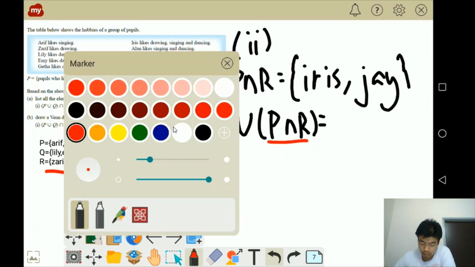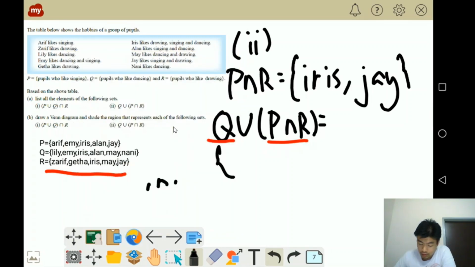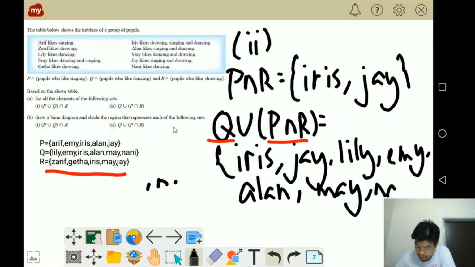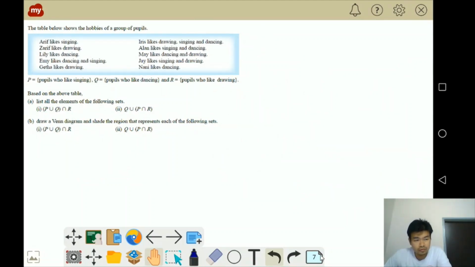So I'm going to list down P intersect R first because it is there already, Iris and J. So what are the elements in Q? Lily, Amy, Iris, Ellen, May, and Nani. Right? So there you go. This is the answer for Q union in bracket P intersect R. Alright? Move on to the B1.